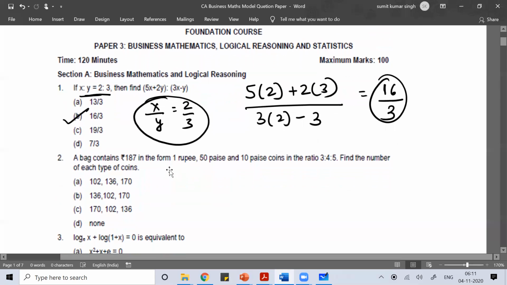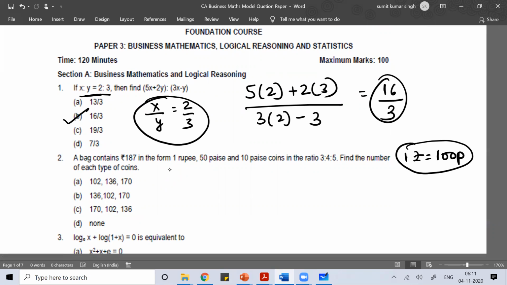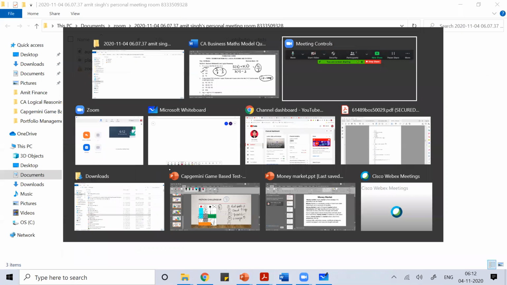Fine. Now the second question, you can see again it is a question of ratios only. A bag contains 187 rupees in the form of 1 rupee, 50 paisa and 10 paisa coins. I believe everyone knows that 1 rupee is equal to 100 paisa. Everyone, I guess, is well versed with this concept. So what I'm going to do, I have 1 rupee, I have 50 paisa, and I have 10 paisa.